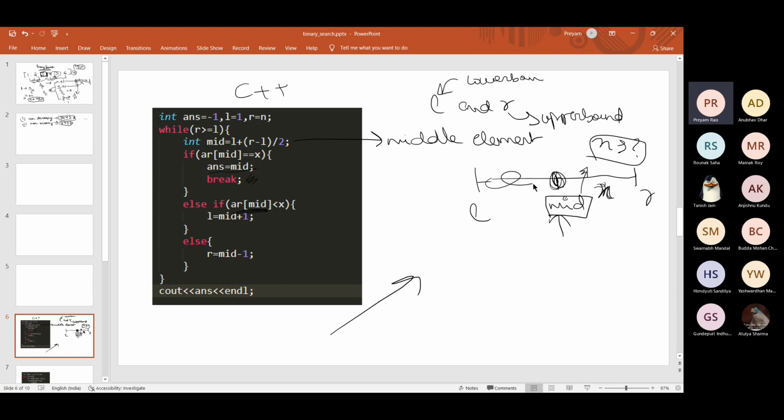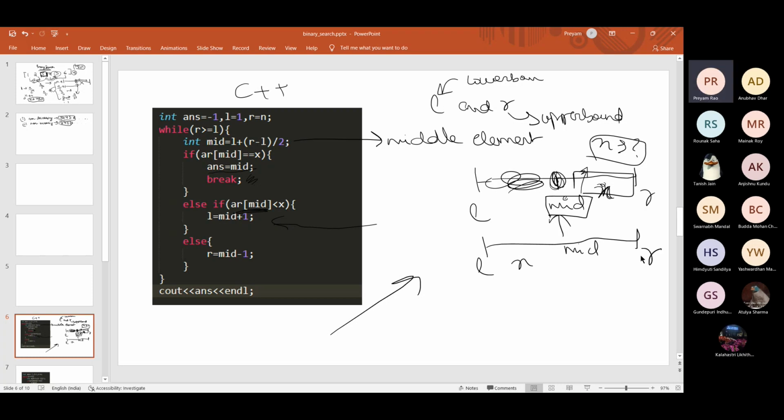If this happens, then we can eliminate this part and only look at this part. So we'll update L with mid plus 1. On the other hand, if X were on this side, then we could have eliminated this half, and in that case, R would be equal to mid minus 1.